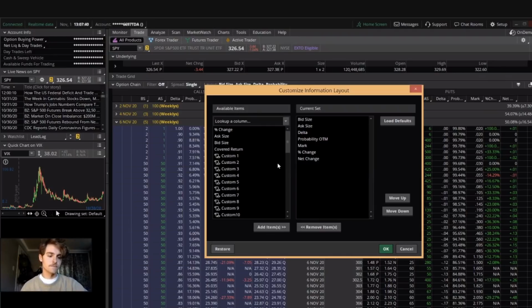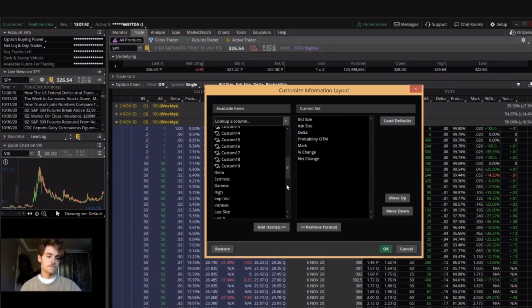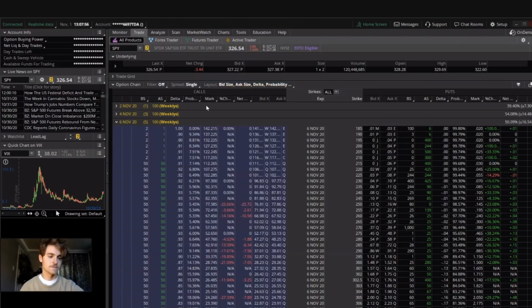If you guys don't know how to adjust your layout, you just click something and then hit add item and that just moves it over there. So these are the 7 things you guys want to add to your information layout. And then when you do that, it should look something like mine. The most annoying thing about ThinkorSwim is that not everything is a perfect mirror. So if you put your bid ask here, it's not going to be over on this side. You just have to get used to it.